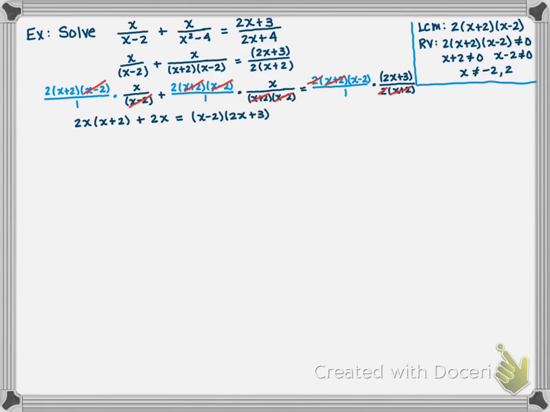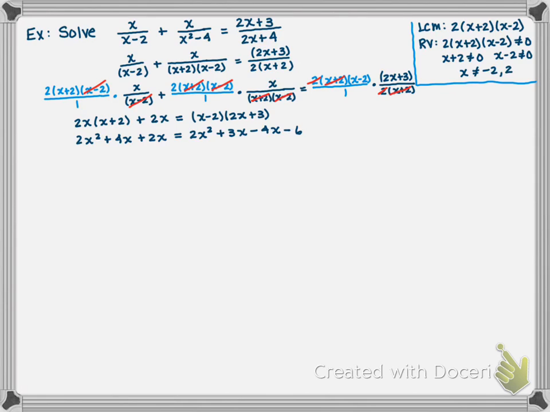Now we have a lot of simplifying to do on the left and right. So we'll get to distributing: 2x squared plus 4x plus 2x equals 2x squared plus 3x minus 4x minus 6. And at first glance, this looks like it's going to be a quadratic equation, right? Because it's got an x squared in it.